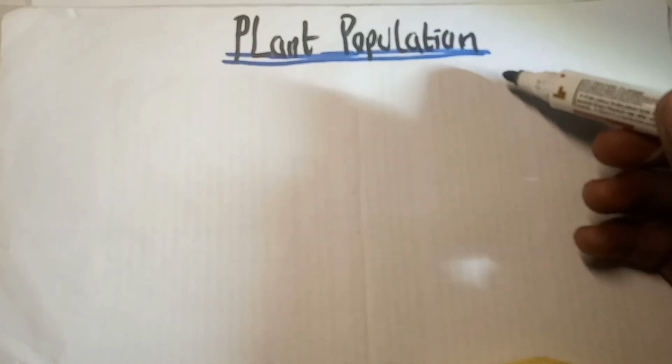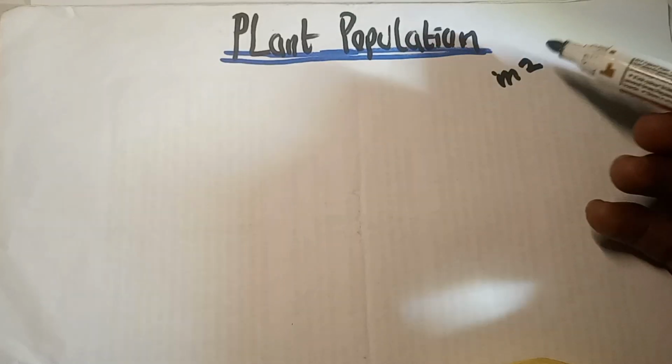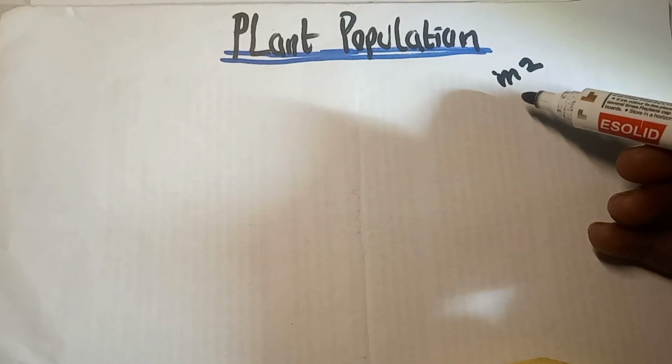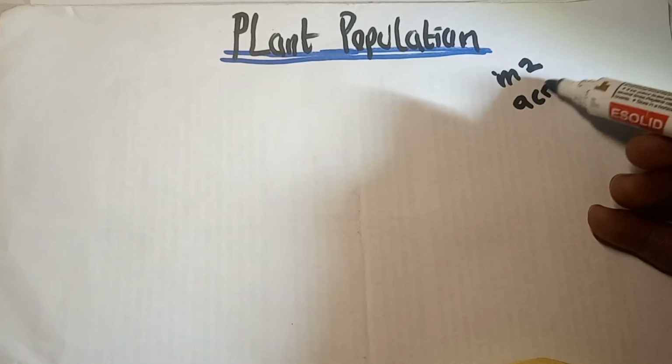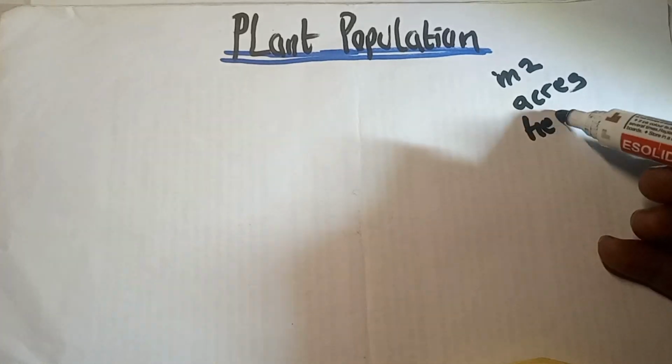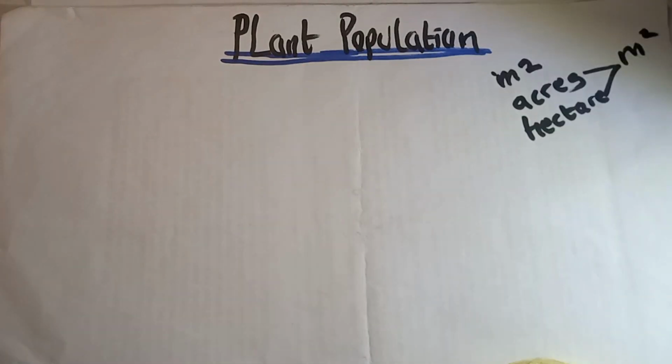And I want you to note something. When you are calculating plant population, you must make sure that your unit is in meter square. However, there are some questions where they might give you the planting distance in meter square, and they give you the areas of the farm in maybe acres or hectares. You must make sure that you convert both of these to what? Meter square.